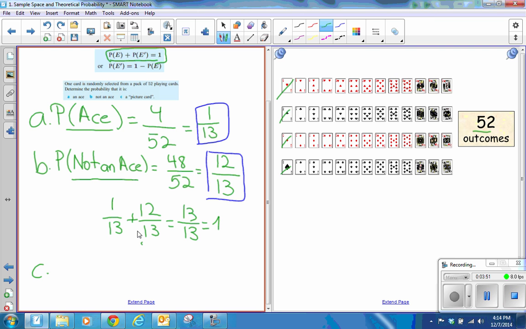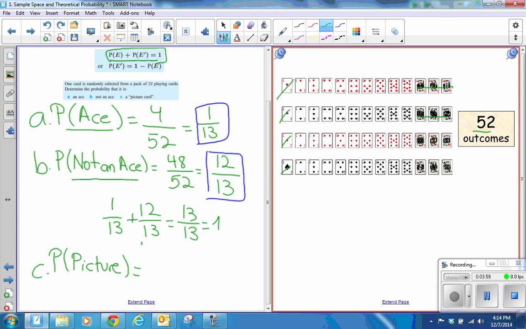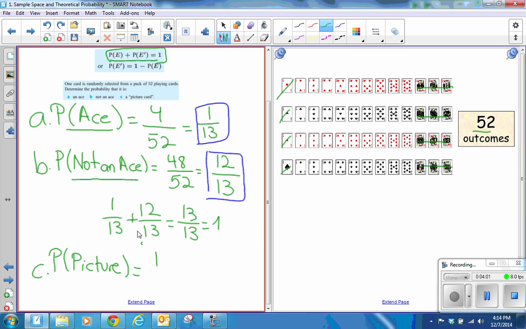Now the last part says the probability of a picture. So pictures in this set will be 3, 6, 9, 12: 12 out of 52. That's the probability of getting a picture, and if I simplify that, I get 3 over 13.